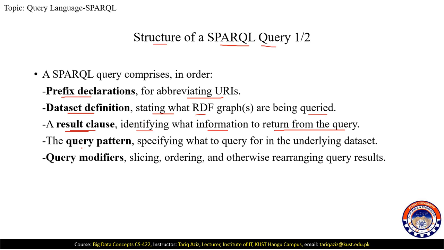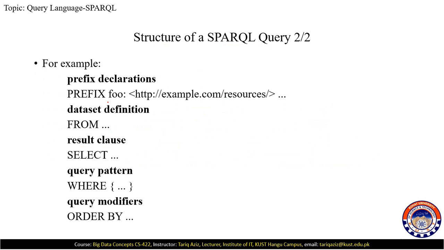And then we will mention the query pattern. It specifies what to query for in the underlying dataset, and basically here we will mention the conditions. On the next slide there is an example, and we will explain all these terminologies with the help of examples. Finally, we will have the query modifiers. If we want to slice our query results, order them, or rearrange them, then we will need a query modifier. Now let's look at the example and try to understand all these things.